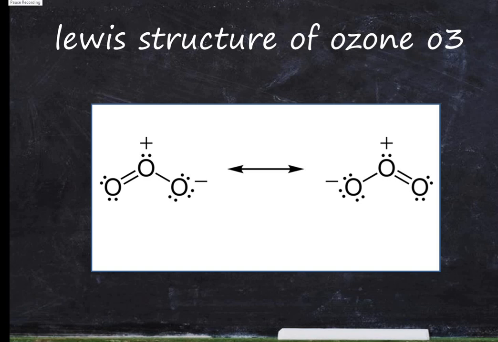In this video I'm going to talk about how to draw the Lewis dot structure for ozone, which is O3. So without wasting time, let's start. We'll see why there is a plus and minus charge and how to draw the Lewis dot structure.